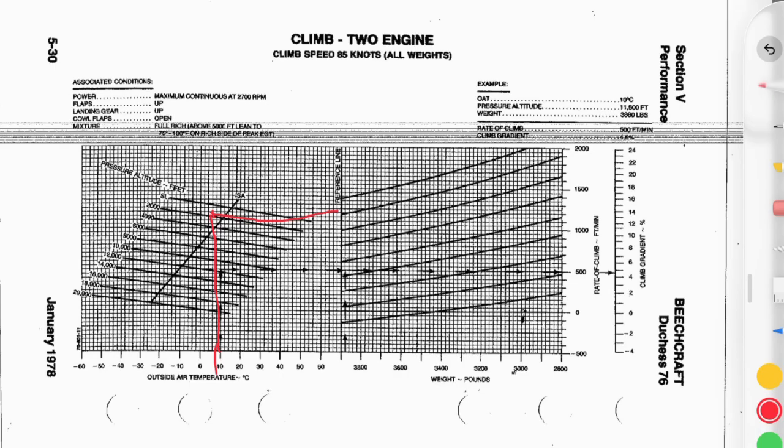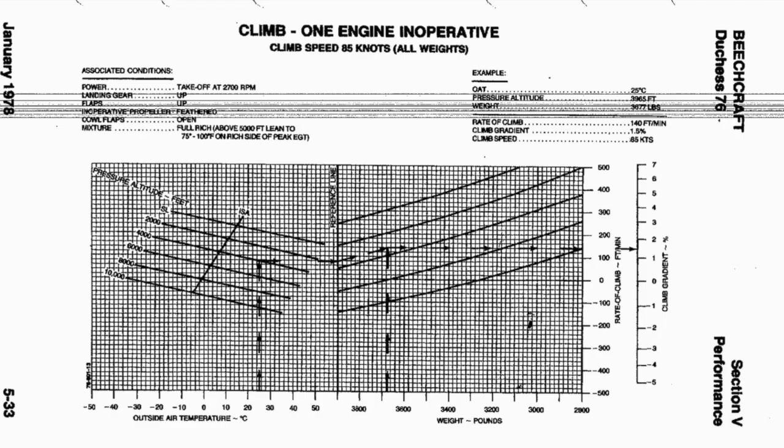I'm going to follow that reference line to my weight of 3,600. I then go across, and I see with 2 engines operative, we have about 1,450 feet per minute climb, dual engine. Our next chart is our climb performance with only 1 engine operative.